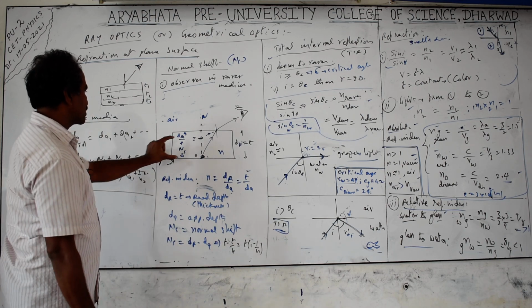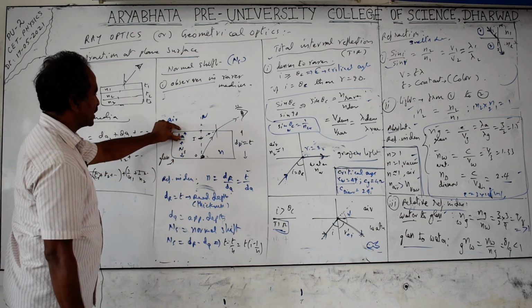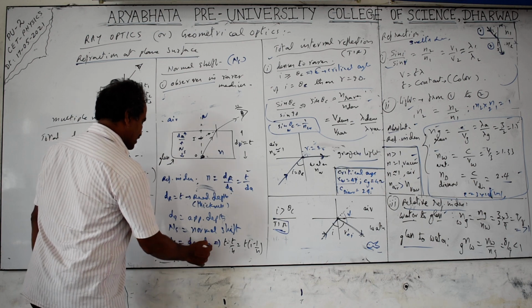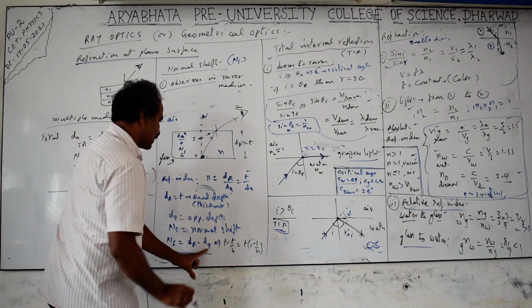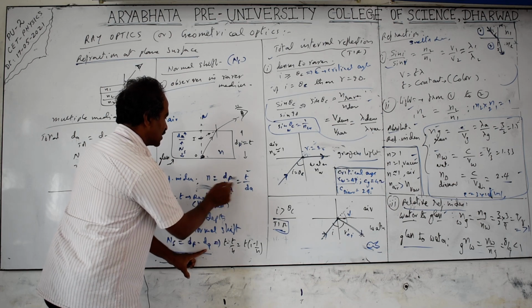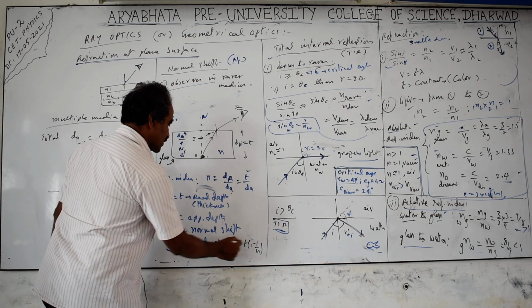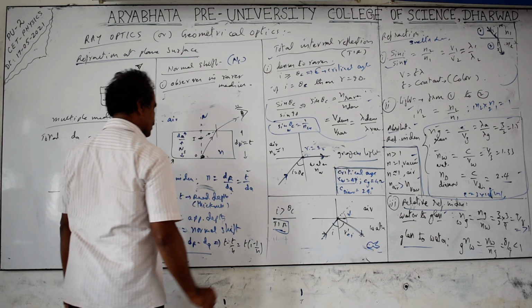Next is the normal shift. The normal shift is total depth minus apparent depth, that is, real depth minus apparent depth. Real depth is t, and apparent depth is t by n. Cross-multiplying, t dA equals t by n. Taking t common, the formula is t into (1 minus 1 by n).